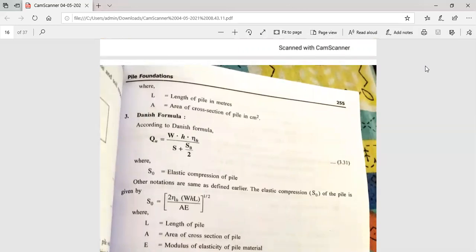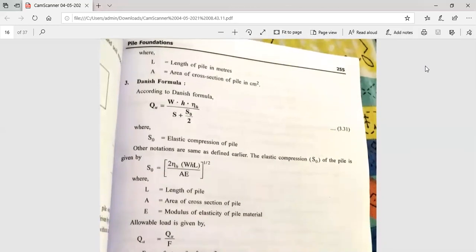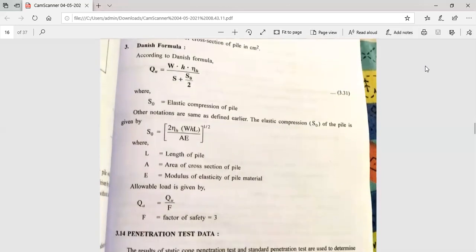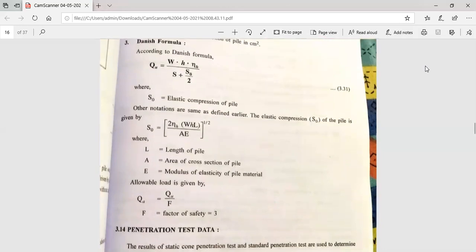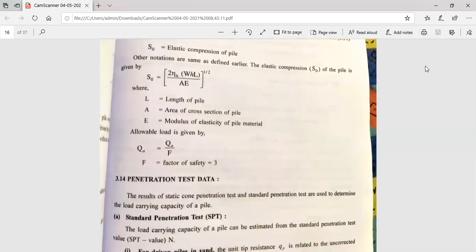So the third formula is the Danish formula. According to the Danish formula, QU is equal to WH eta H divided by S plus S0 by 2. S0 is the elastic compression of the pile, and S0 is equal to 2 eta H WHL divided by AE, the whole raised to 1 half. Then L is equal to the length of the pile, A is equal to the area of cross section of the pile, and E is equal to the modulus of elasticity of the pile material.